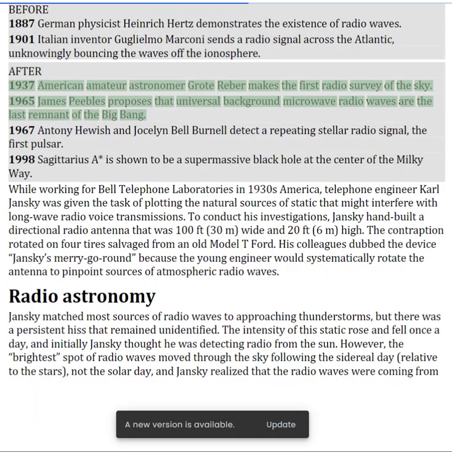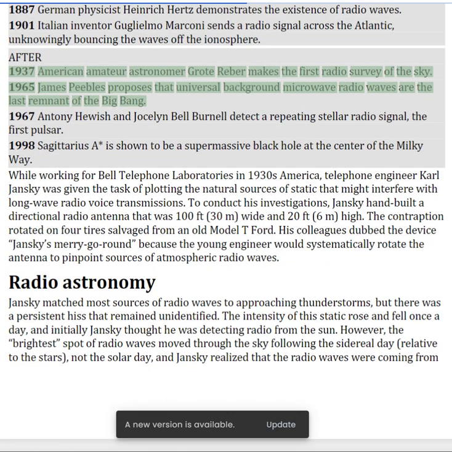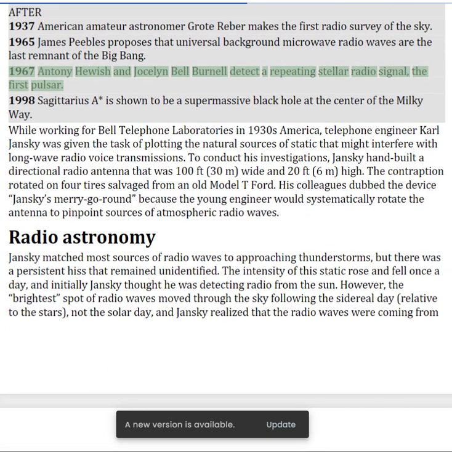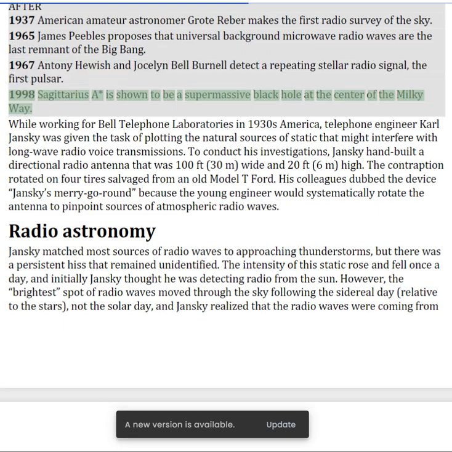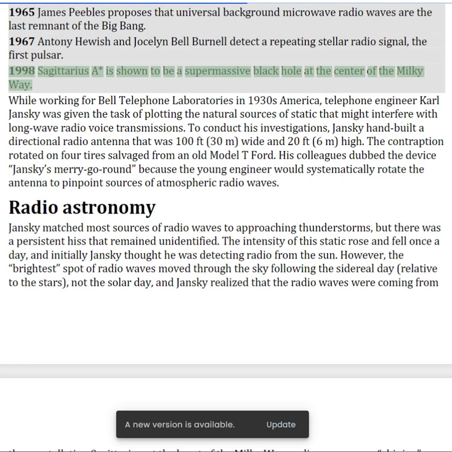After. 1937 American amateur astronomer Grote Reber makes the first radio survey of the sky. 1965 James Peebles proposes that universal background microwave radio waves are the last remnant of the Big Bang. 1967 Anthony Hewish and Jocelyn Bell Burnell detect a repeating stellar radio signal, the first pulsar. 1998 Sagittarius A* is shown to be a supermassive black hole at the center of the Milky Way.